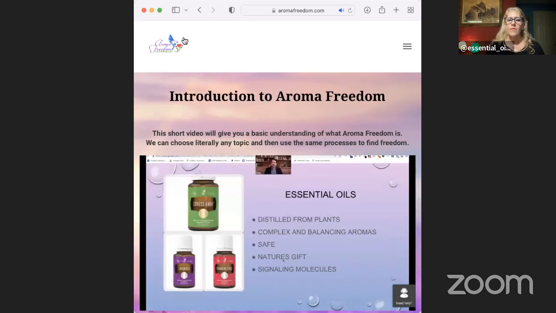Of course, the essential oils that we use are just distilled from plants, and they're very pure, and they're complex and balancing aromas. The reason we use them is because they are really designed to act as what's called signaling molecules in nature. When the flower opens, it's signaling to the bee to come, or the hummingbird. And they're really a gift from nature. So when we smell the oils in the specific way that I'm going to train you, it will actually do something very deep and gentle.